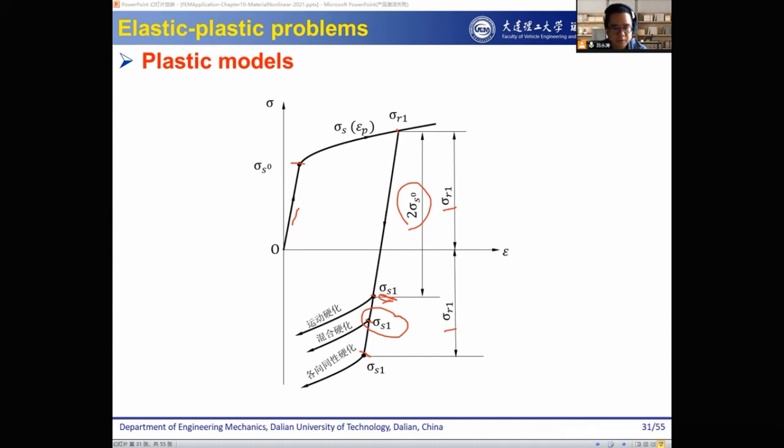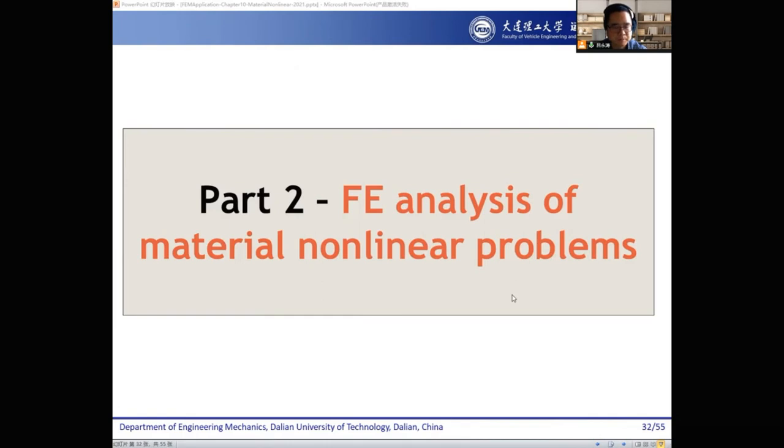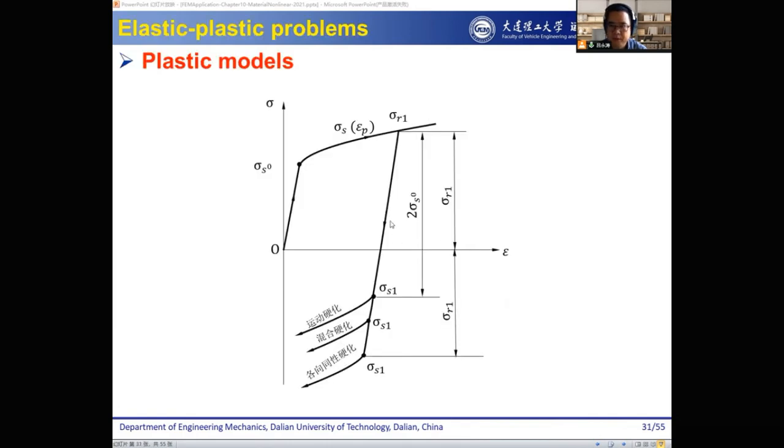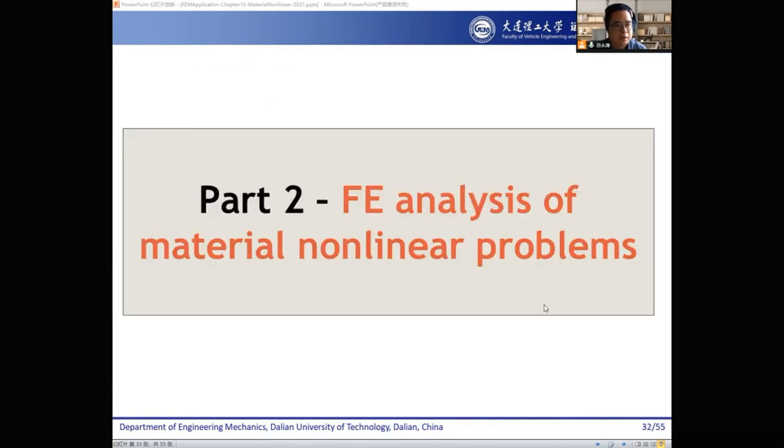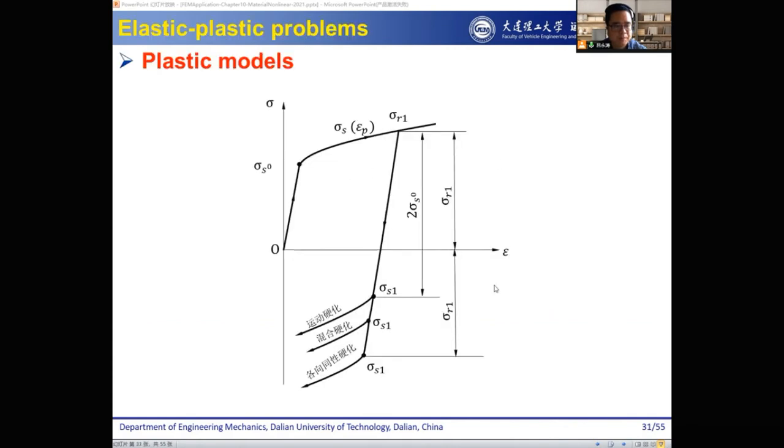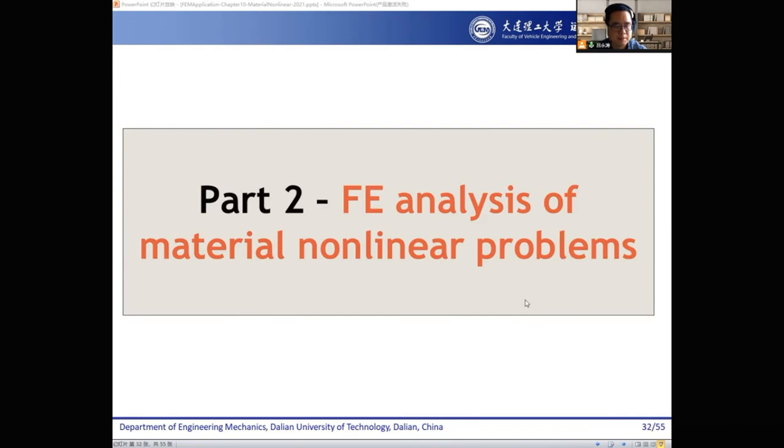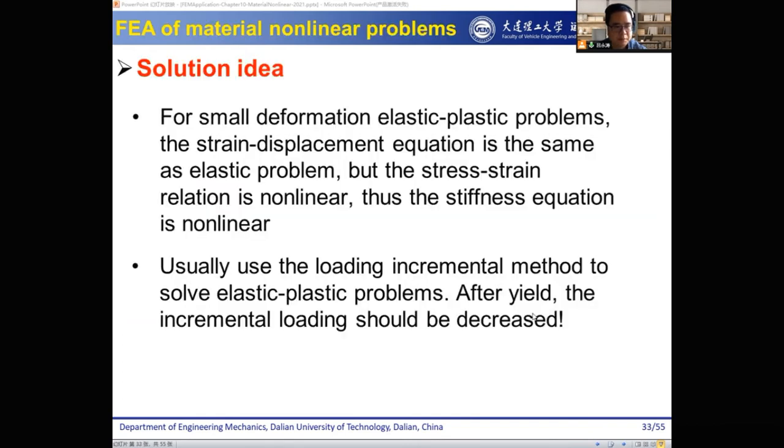Whenever you're learning plastic mechanics, this is a very typical curve, and you should understand this. Then part 2, the FE analysis. We have introduced different plastic models, and the second part is how we solve those plastic models using the FE procedure or FE equations. So the FE analysis of material nonlinear problems.